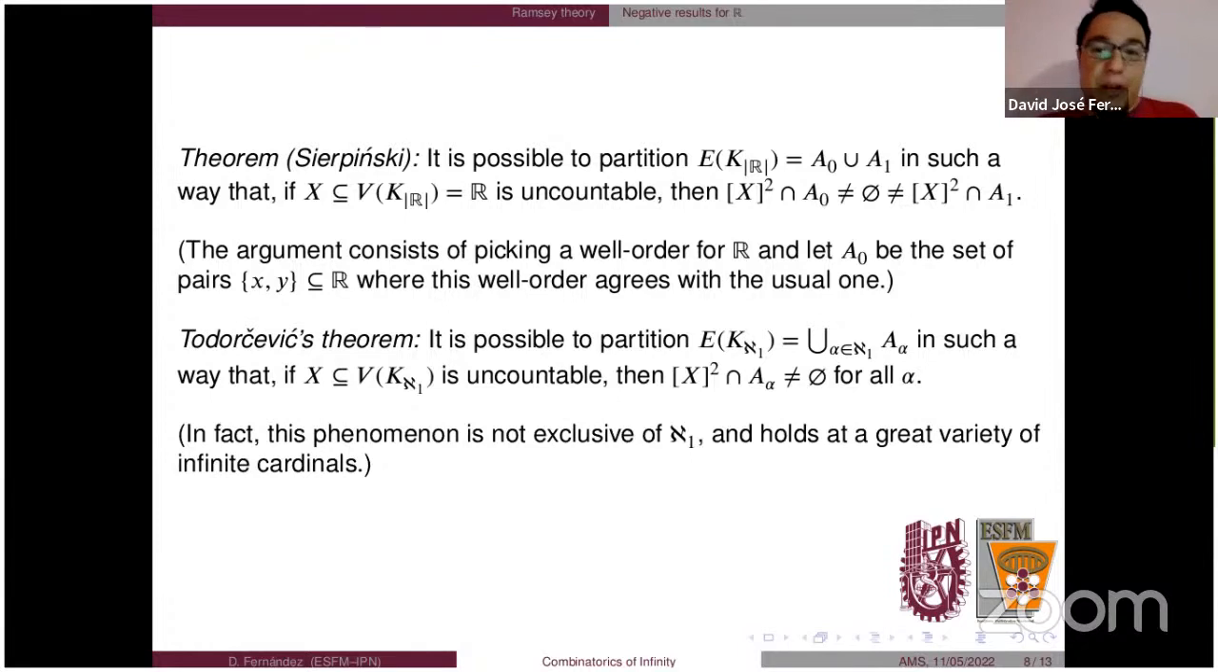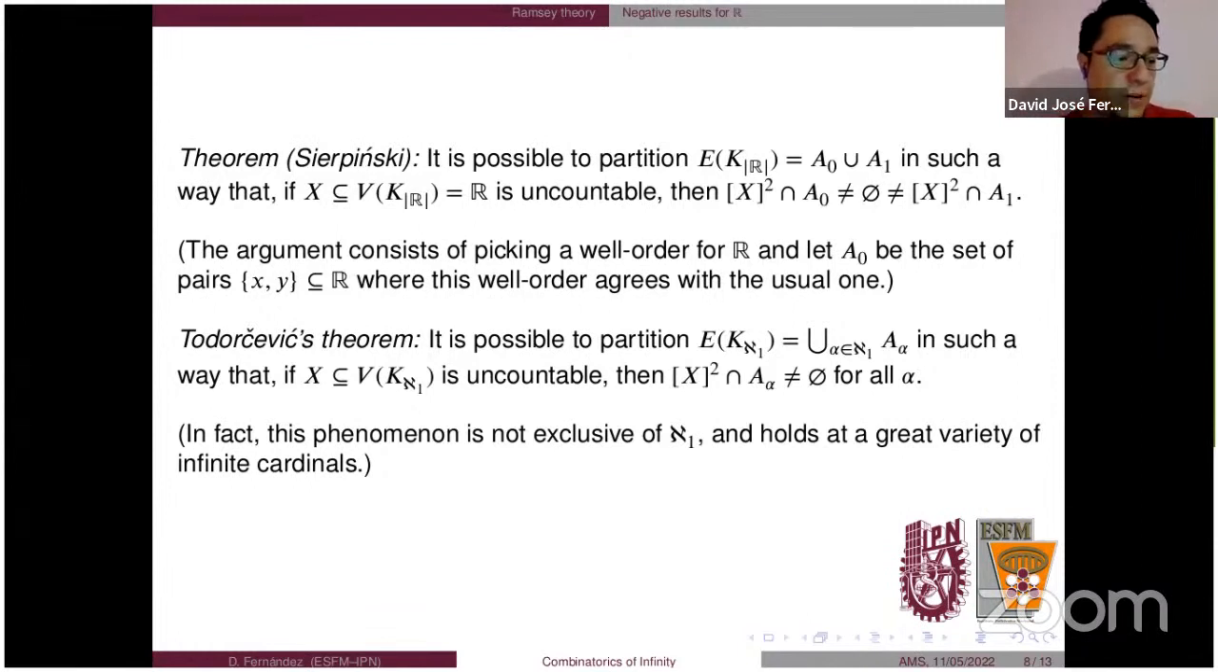And this is not just about Aleph 1, and many, many infinite cardinals have this property, but saying which ones would... well, there's a lot of large cardinals that have an analogous property to this one, but at least I showed you the example for Aleph 1.